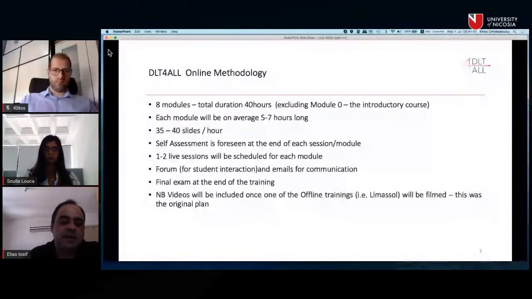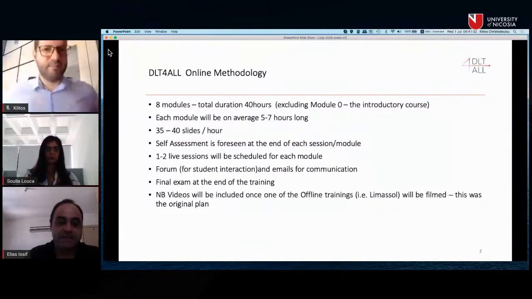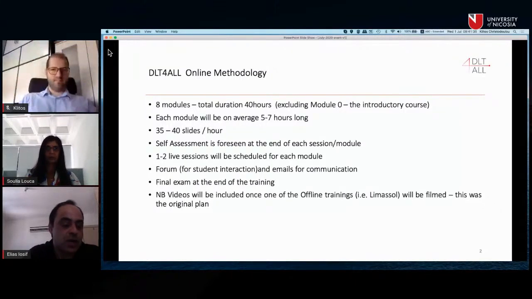I was saying that we have two basic types now. Klitos, I will let you know when it's time to change slide. So, I was saying that we have two basic types of methodologies for delivering the DLT4ALL material. The first one is the online format, and the second one is the traditional offline format. Given the recent COVID-19 situation, the online format is of special importance, because no one knows for sure how this situation will evolve.